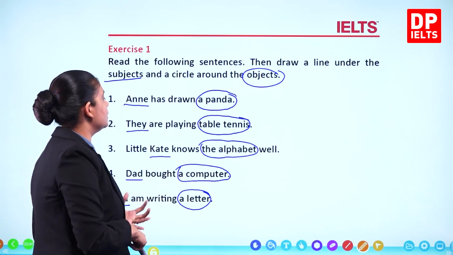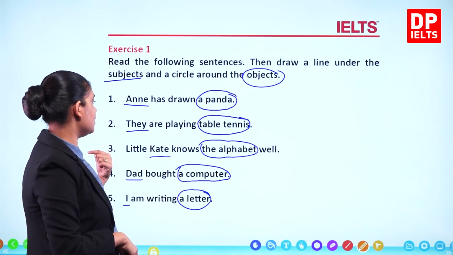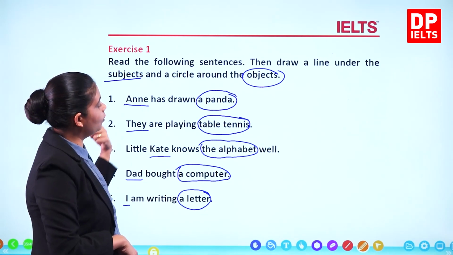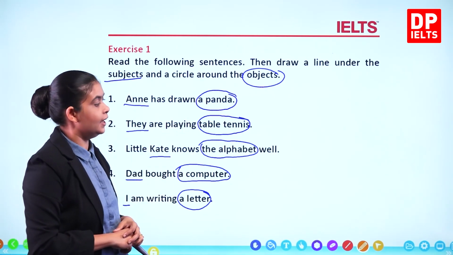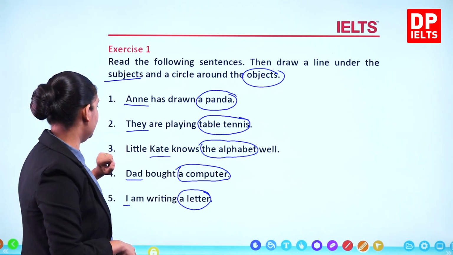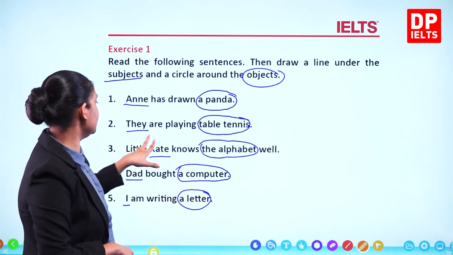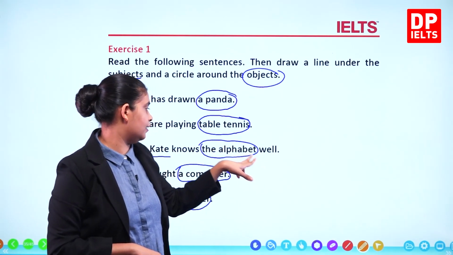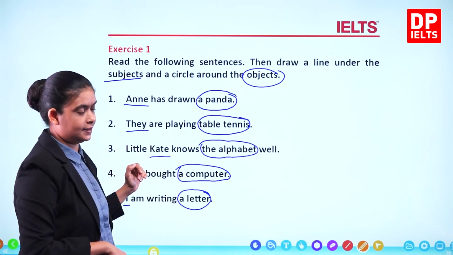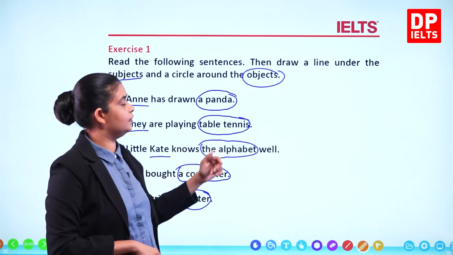They are playing table tennis. කවුද table tennis සෙල්ලම් කරන්නේ? They. ඒ හින්දා they ඇවිල්ලා subject එක. මොනවද ඒගොල්ලෝ සෙල්ලම් කරන්නේ? table tennis. ඒ හින්දා table tennis කියන එක object එකක්. Little Kate knows the alphabet well. කවුද හොඳට alphabet එක දන්නේ? Kate නැත්නම් little Kate. මොනවද එයා දන්නේ? The alphabet.